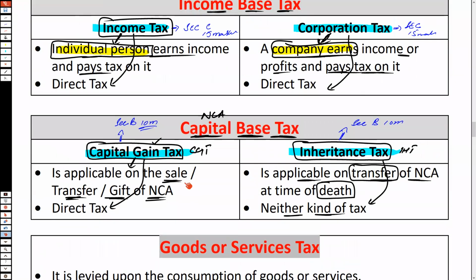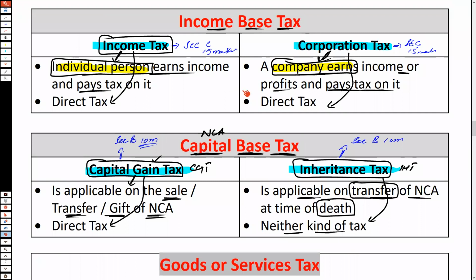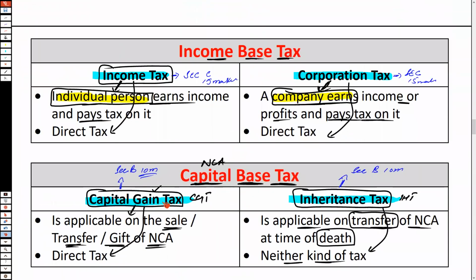These are the main areas which we shall be studying in the taxation course: income taxes, corporation taxes, capital gain, inheritance tax, and VAT. How we shall be covering, what would be the sequence? Don't worry, I am going to guide you on the sequence and the pattern of covering all of these things.